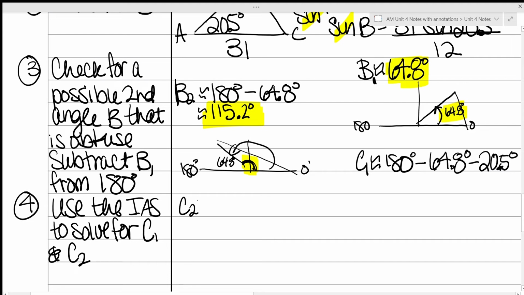And then I'll do the same thing for C2. That'll be 180 minus 115 degrees. Oh, 15.2.